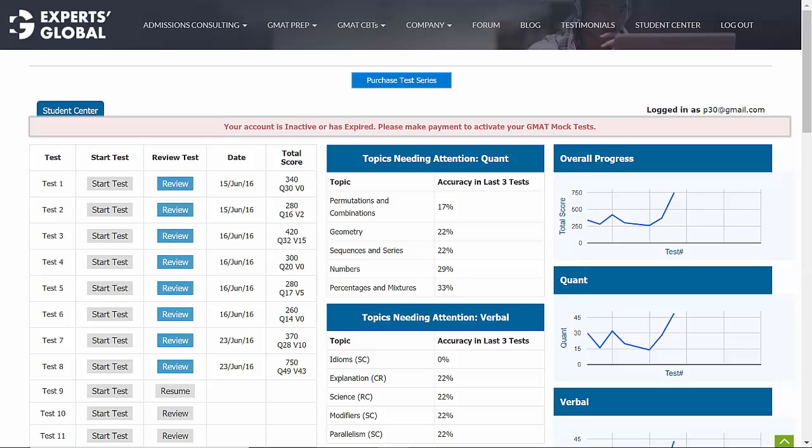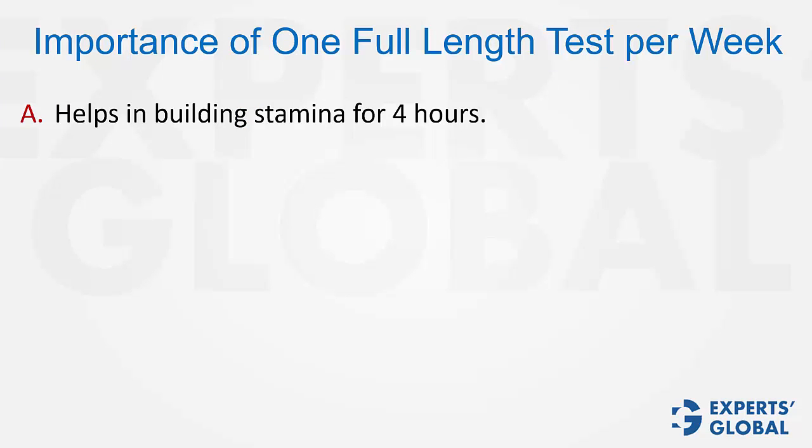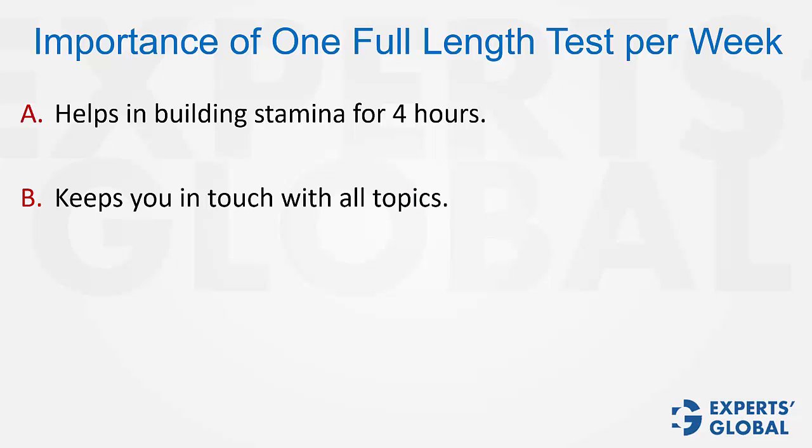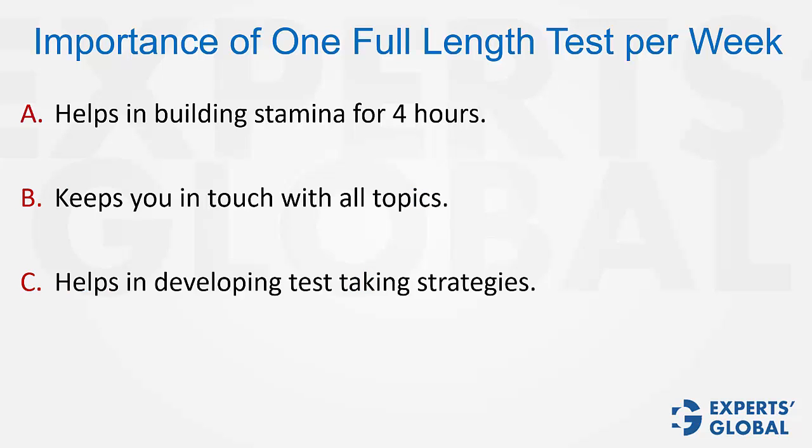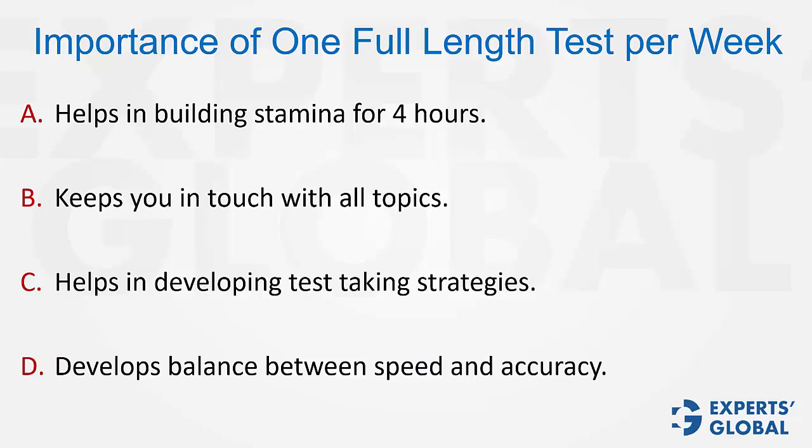GMAT is a 4 hours long test, and building that stamina is a gradual process. What taking one full-length test per week does is that A, it helps you build the stamina for sitting for 4 hours at the peak of your concentration. B, it keeps you in touch with all the topics on the GMAT. C, it helps you come up with your own test taking strategies, for example, what section order to select. And D, it helps you come up with a fine balance between speed and accuracy.